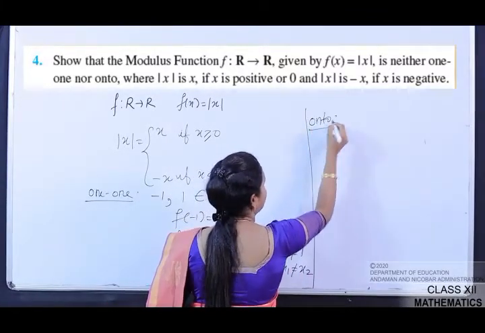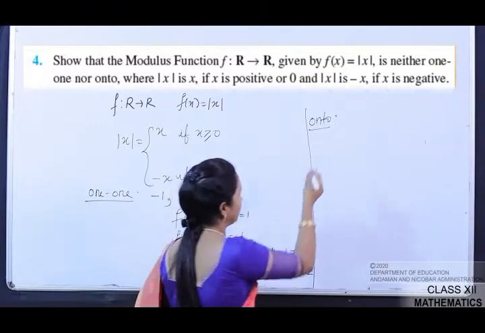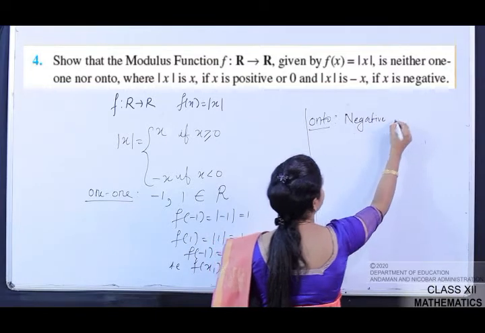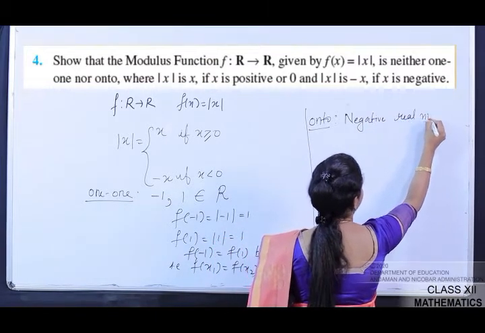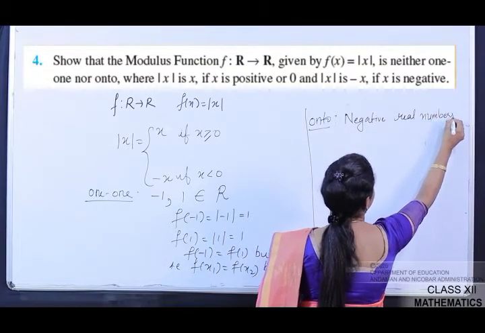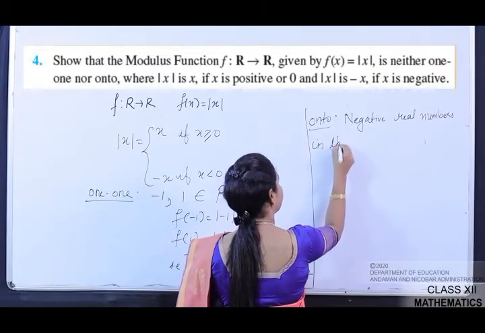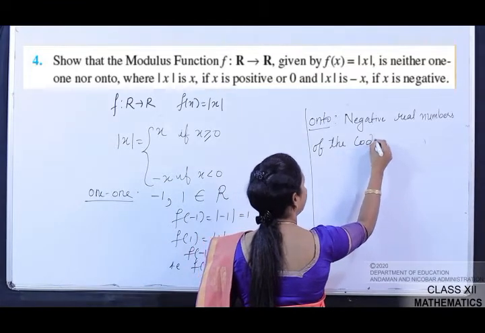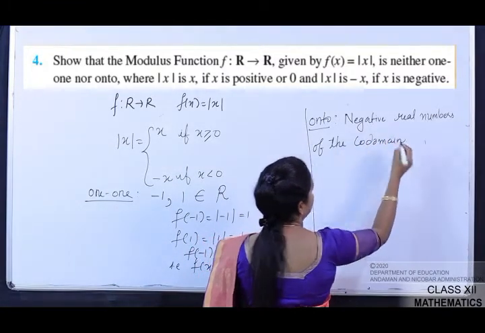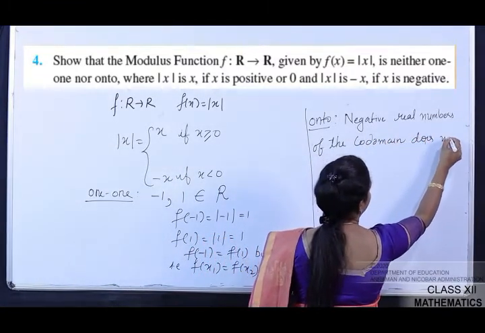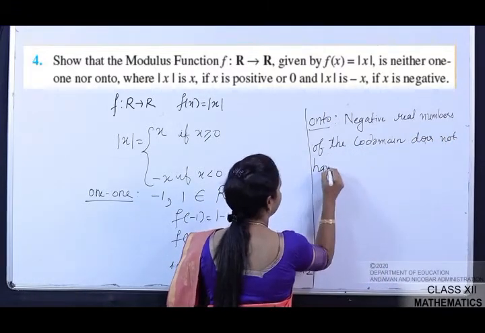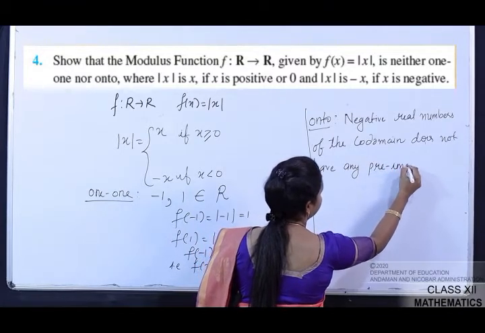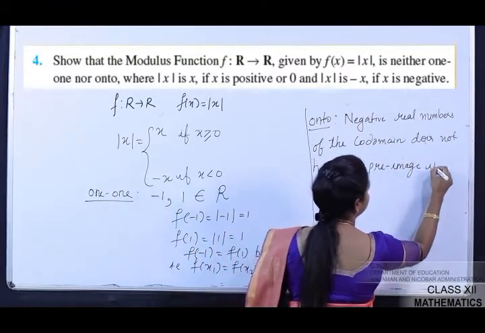ऑन टू आपको बताना है कि ऑन टू नहीं है. ठीक है, तो आप कैसे लिखेंगे? नेगेटिव रियल नंबर्स. ओके, नेगेटिव रियल नंबर्स in the codomain. Negative real numbers of the codomain does not have any pre-image in its domain.